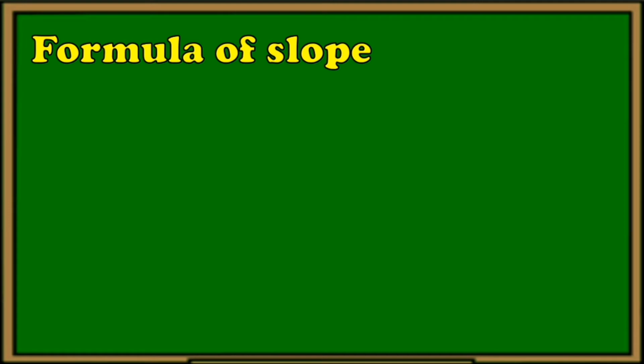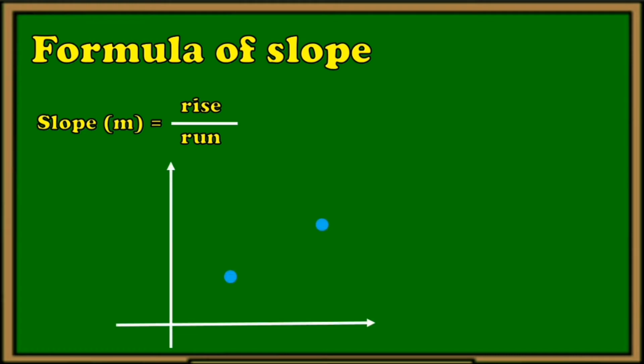Formula of slope. Slope is denoted as small letter m and is equal to rise over run. To explain that, let's say we have 2 points on the Cartesian plane. If we connect these 2 points, we can create a straight line.